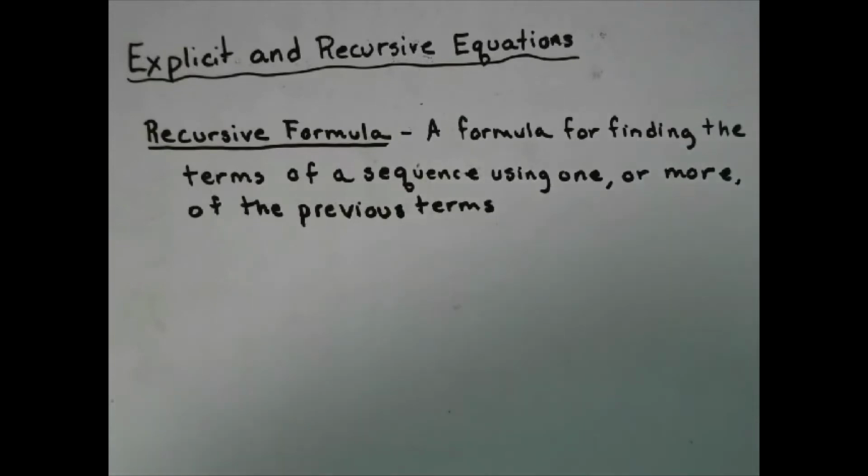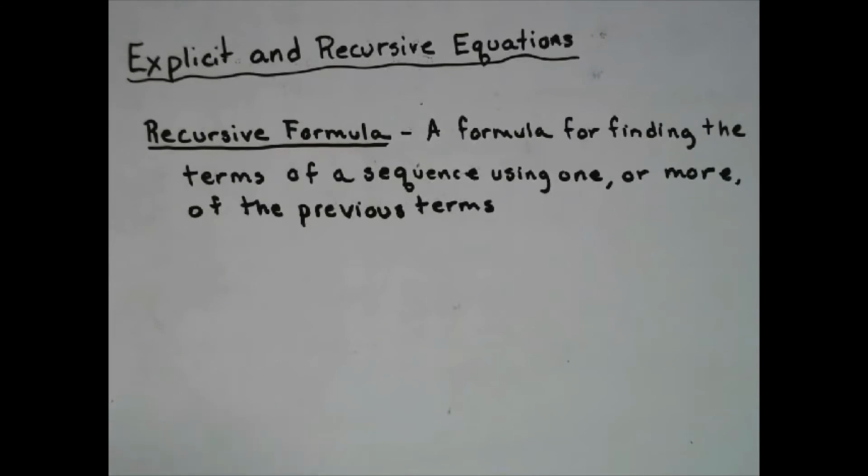So now we're going to talk about writing a formula for the sequence. So there's going to be 2 of these. The first, what we're going to talk about, is called a recursive formula. So a recursive formula is a formula for finding the terms of a sequence using 1 or more, depending on the sequence, of the previous terms.